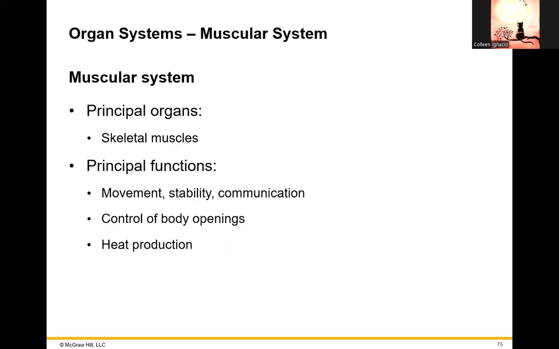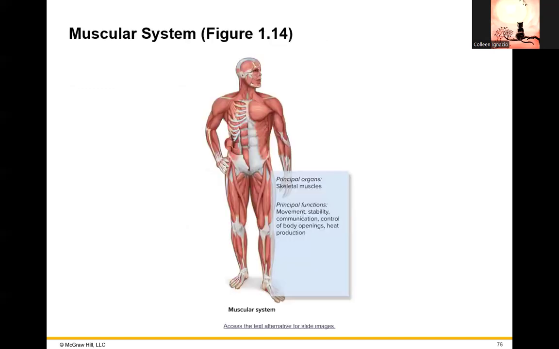Now we're going a little rapidly through these systems, but as we continue through the chapters, we will focus in on each system one at a time. So muscular system, skeletal muscles are the principal organs. And I think of tendons because tendons connect muscles to bones. Now, the muscular system does work with the skeletal system to provide movement, stability, communication, control of body openings, and heat production. So here's a great picture, great visual of the muscular system.